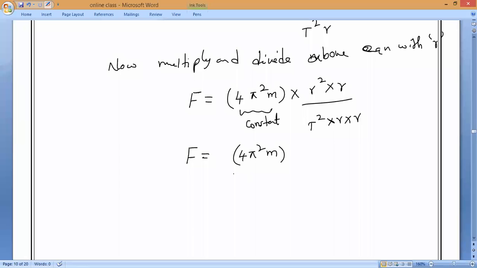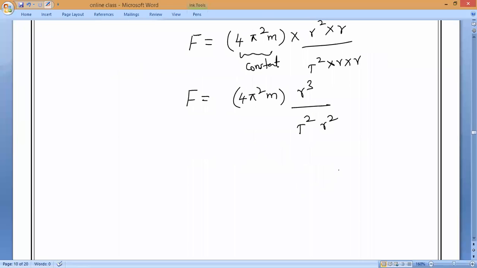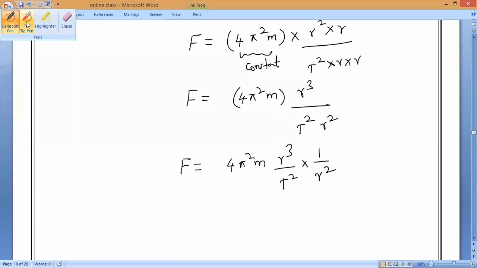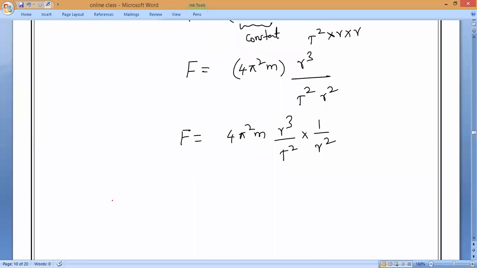Now r square into r gives r cube, divided by t square, r into r gives r square. Now look into this one, the answer is over, which equals 4 pi square m, this one, r cube by t square into 1 by r square. Can I write it or not? Yes, sir. Now by this time your bulb should glow.